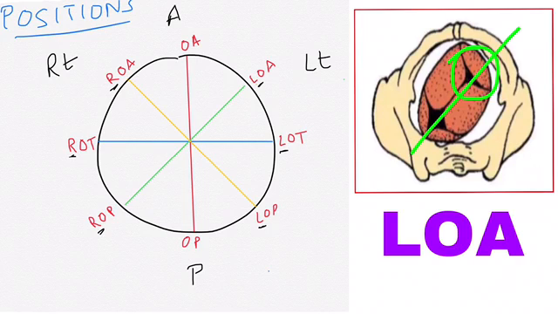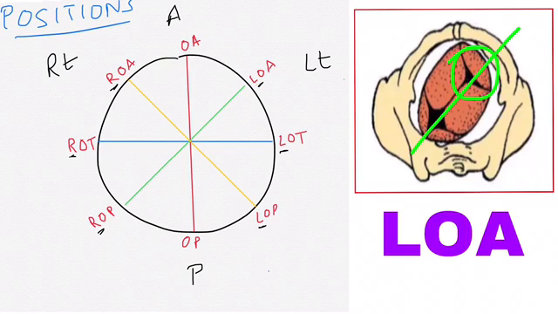Easy, 12 and 6. Now let's talk about 3 and 9. So 3 o'clock is at your right, but it is female's left, and it is transverse position. So the 3 o'clock becomes left occipito-transverse and 9 o'clock becomes right occipito-transverse. Okay, so we talked about 12, 3, 6 and 9 position.